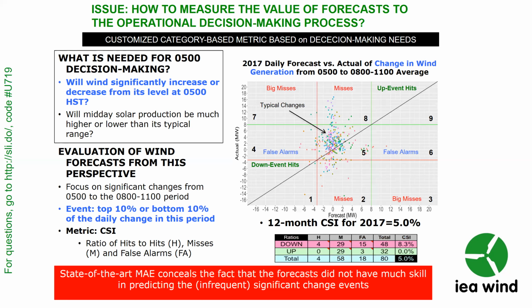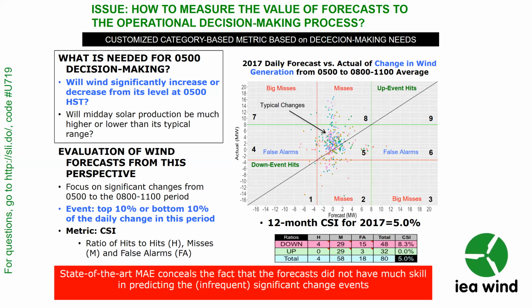So we defined an event here as the top 10% and bottom 10% of the daily change from 5 a.m. to that 8 a.m. to 11 a.m. late morning period. And the chart on the right here shows the forecasted and actual changes from 5 a.m. to the late morning average production. And you can see most of that is in that middle range where you have 0 actual change and 0 forecasted change. Remember on the chart here, every point is a day in 2017. So we're looking at the changes for every day. And most of the time, the forecast system says not much change, and what happens is not much change. So we do really well, and hence we get a low MAE out of that.